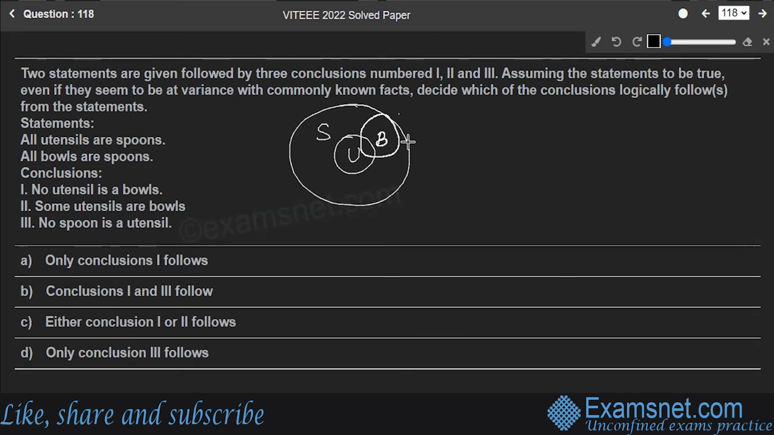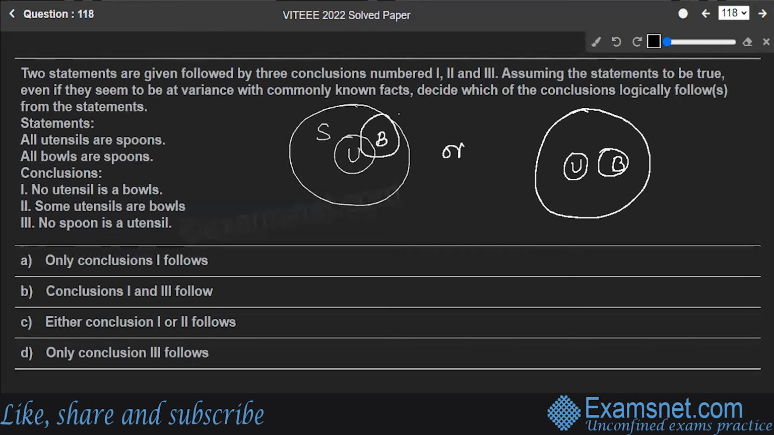See, all bowls are spoons, so bowls are to be inside the spoons only, and some utensils may be bowls as well. Okay, one is this, you can write it like this, or the second one is it can be done. Okay, so here may be bowls and here may be utensils. So some bowls may be utensils and some utensils may not be bowls.